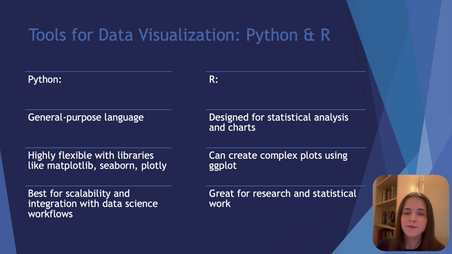You can create anything from basic charts to interactive dashboards. Python's also great for handling large data sets and integrating visualization into data science workflows. R, on the other hand, is designed specifically for statistical analysis and visualization. It's widely used in research and academic settings. It's easy to use with libraries like ggplot2, which allows you to create detailed and customized plots, and R is particularly ideal for tasks that involve advanced statistical analysis.